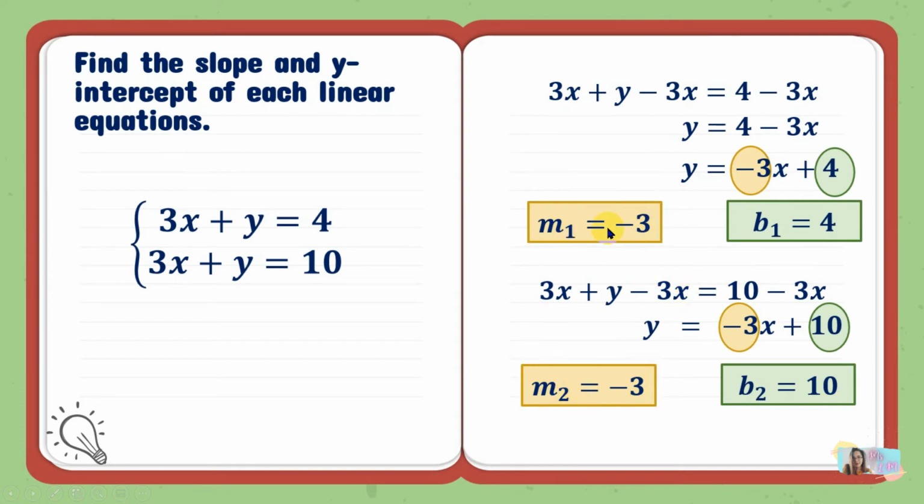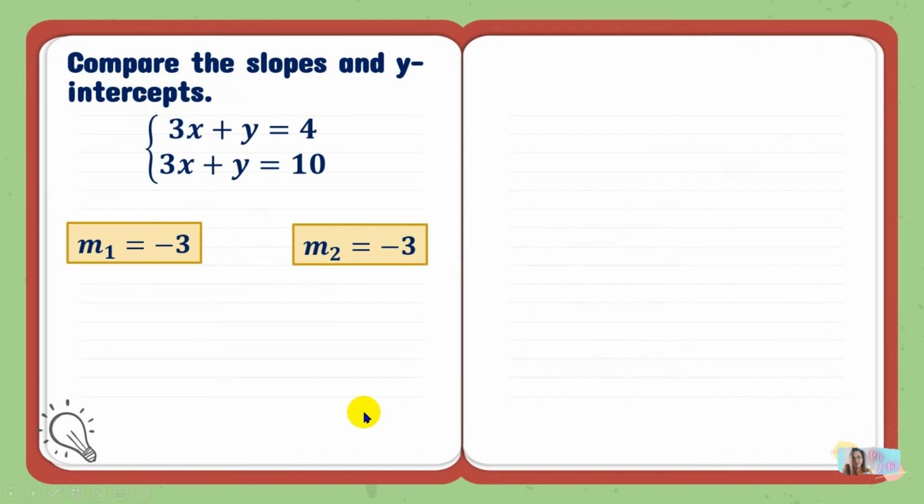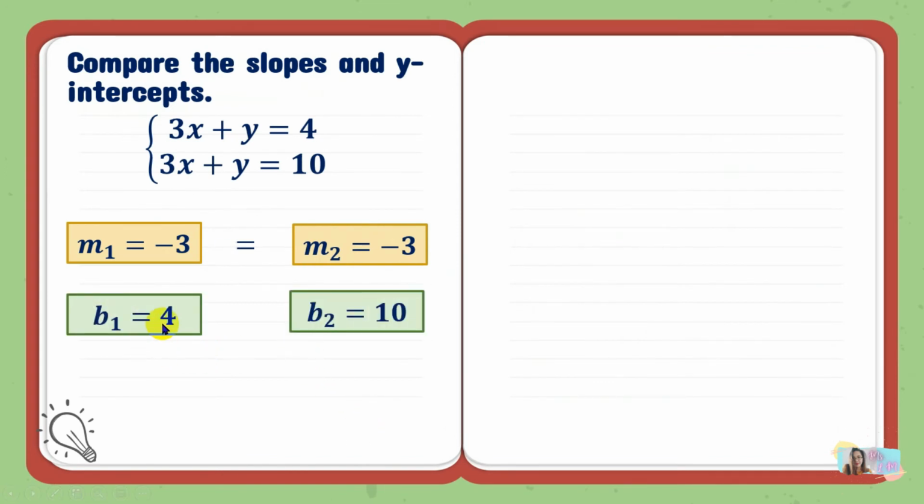So, dito pa lang, kita na natin yung m sub 1 at m sub 2, equal ba sila o hindi? We have negative 3, negative 3. Obviously, sila ay equal. And then, for the y-intercepts, we have 4 and 10. So, sila po ay not equal.